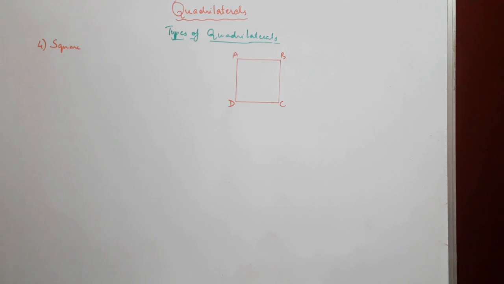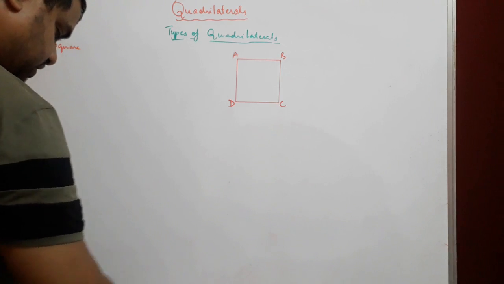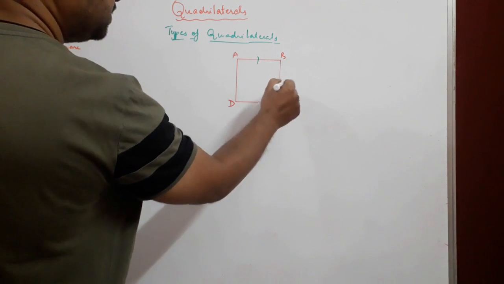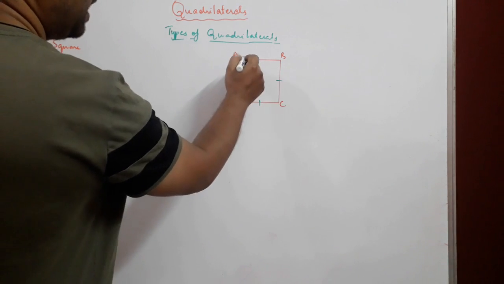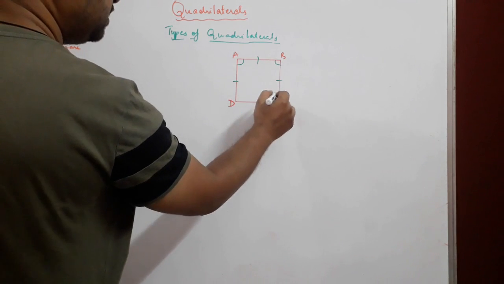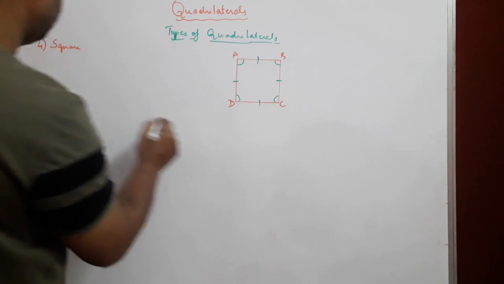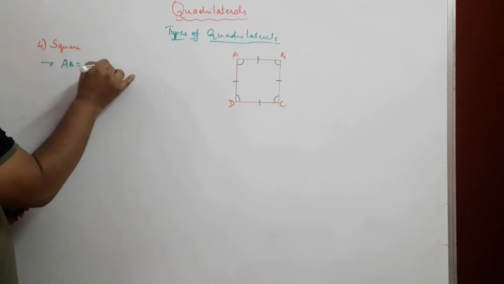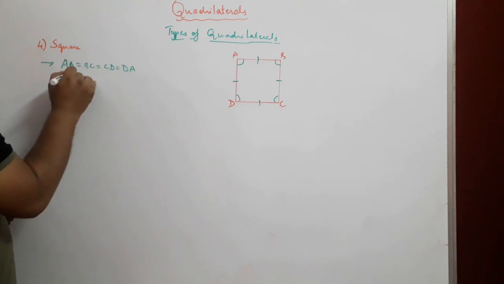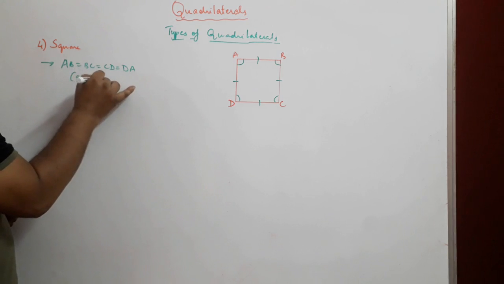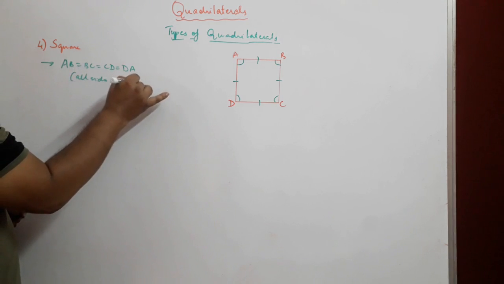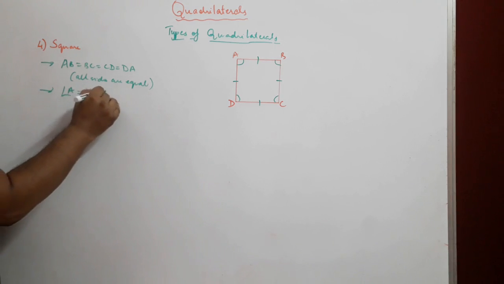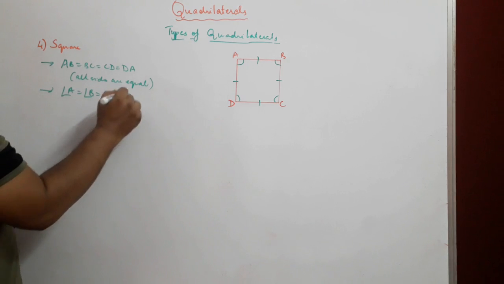Coming to the square, we have discussed that in a square all sides and angles are equal, which means AB is equal to BC equal to CD equal to DA, and angle A is equal to angle B is equal to angle C and angle D. We will list that down first. AB equal to BC equal to CD equal to DA. All sides are equal, and angle A equal to angle B equal to angle C equal to angle D.